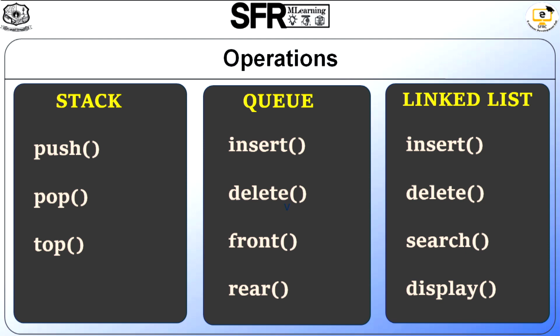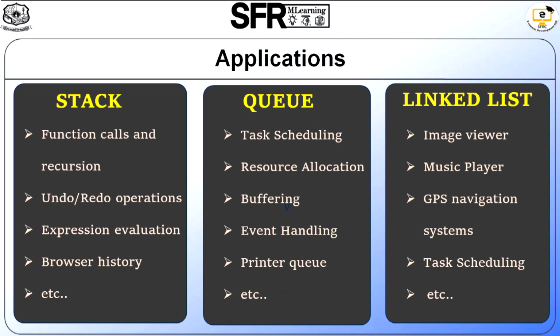As well as in a queue, we have insertion and deletion operations. Apart from that, we have the front and rear values, and we can get them. In a linked list also we have the same insertion and deletion operations. Apart from that, we can search the whole data in the linked list and display the content one by one. Okay, now the applications of these data structures.